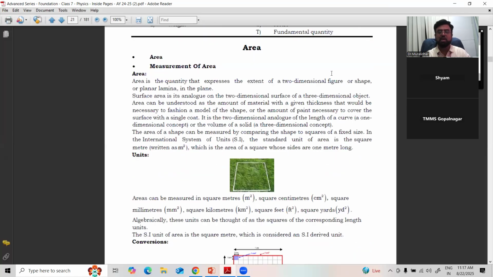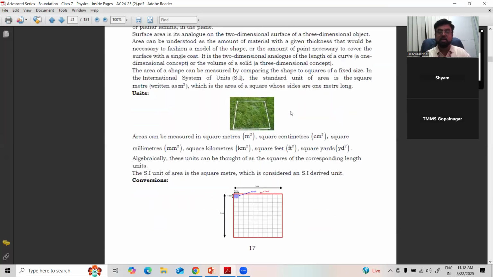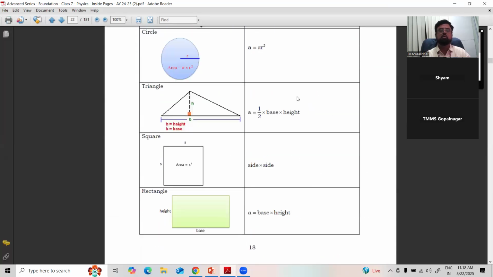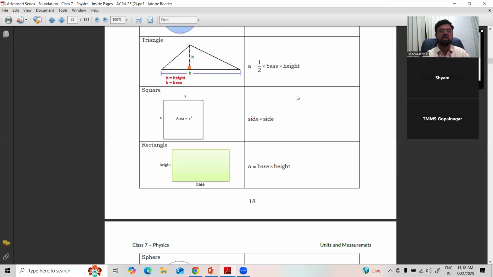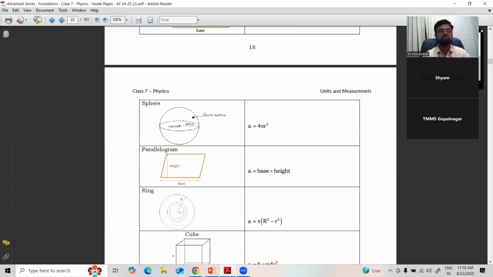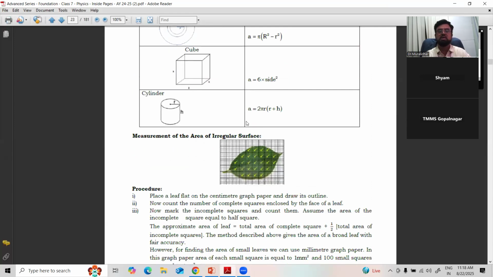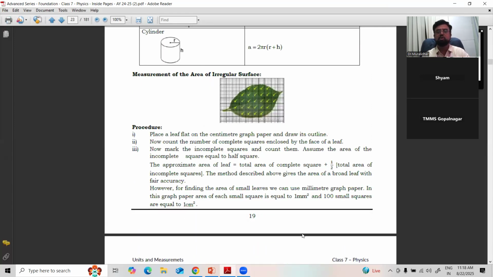After learning about the measurement of length and time, we entered into area, how to measure the area of a given object. It may be a regular shaped body or irregular. With regular shaped bodies, you can use mathematical formulas. With irregular shaped bodies, you can use other methods. We have already seen the area of the circle, rectangle, triangle, square, sphere, parallelogram, ring, cylinder, and irregular surfaces, for which you can use graphical methods.